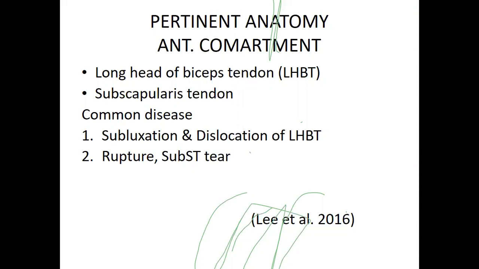What are the common indications for these anatomical structures? This is where you can appreciate the subluxation and dislocation of the long head of the biceps tendon. You can appreciate whether the long head of the biceps tendon is off the bicipital groove or it's in, or how far it is. So you can clearly see that this tendon is out of its normal anatomical location. Very, very important. Secondly, you can see the rupture, whether it has ruptured or not.